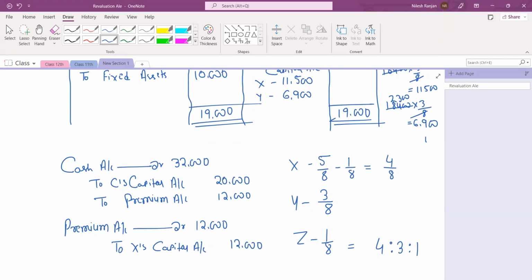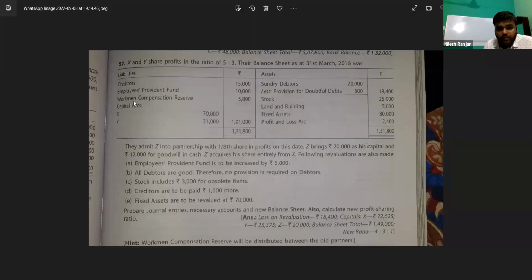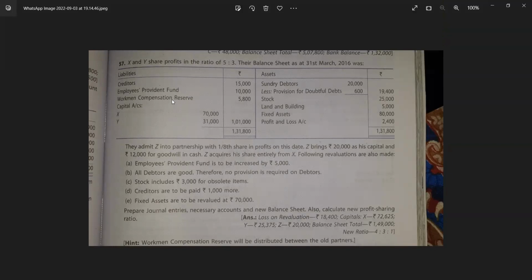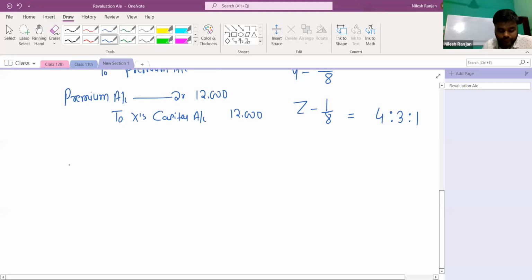Now there is one workman compensation reserve in the books. There is one workman compensation reserve here in the balance sheet. Now we have to distribute this because the question does not say anything about it. So it is also our profit. Until there is any information about this, we have to distribute this kind of reserve. In which ratio? Sir, in old ratio.